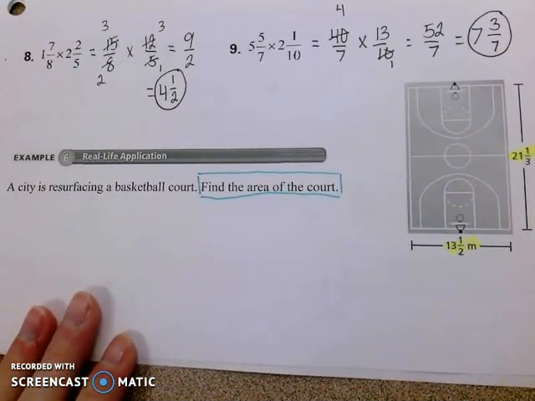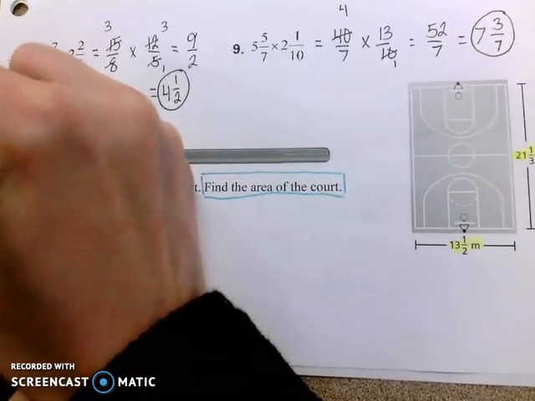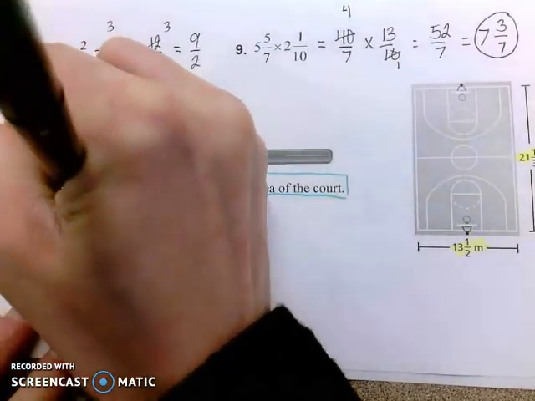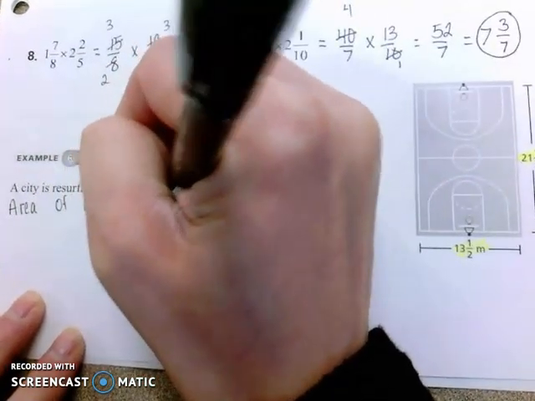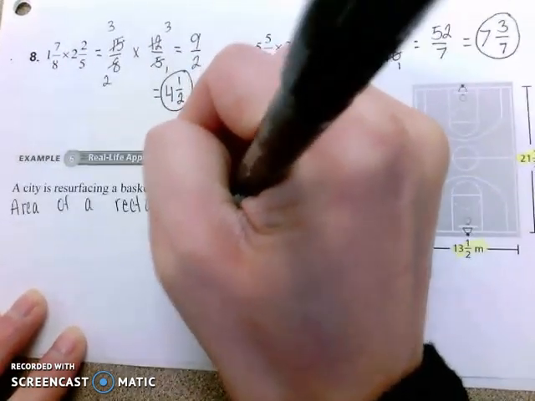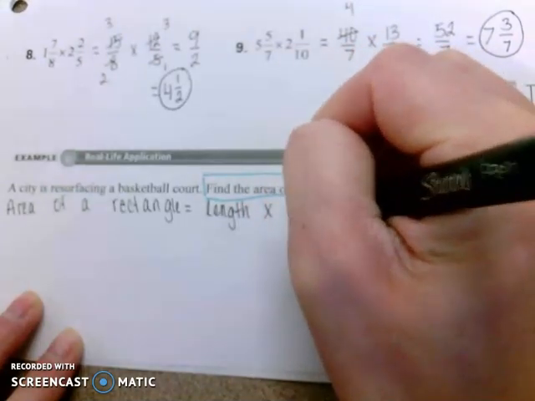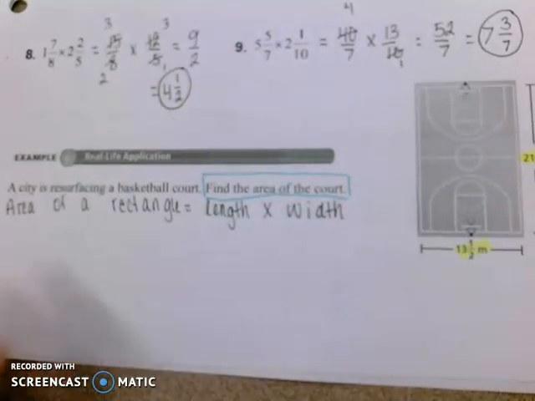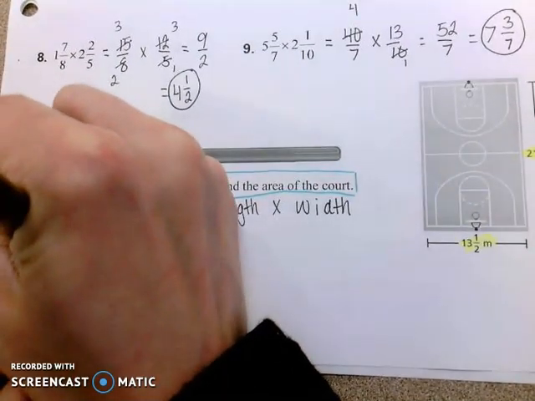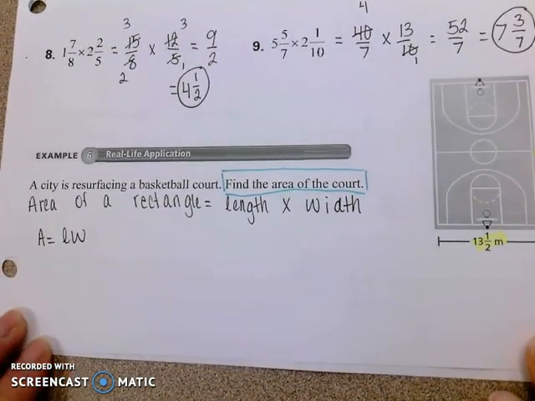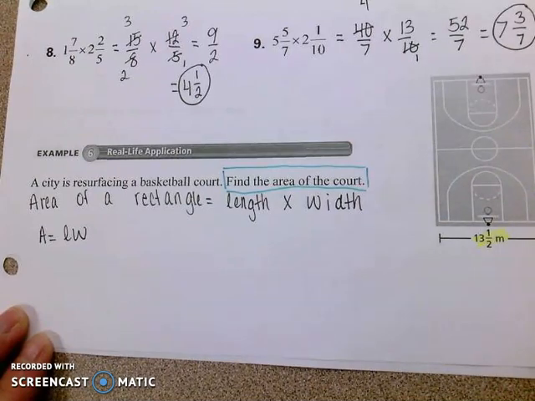So thinking about previous years, we know that to find the area of a rectangle, we must take the length times the width. Little bit of geometry here today. So to shorten that, we can just say that the area equals the length times the width. I wrote a cursive L. You often see that for length, just so it doesn't get confused with a 1.